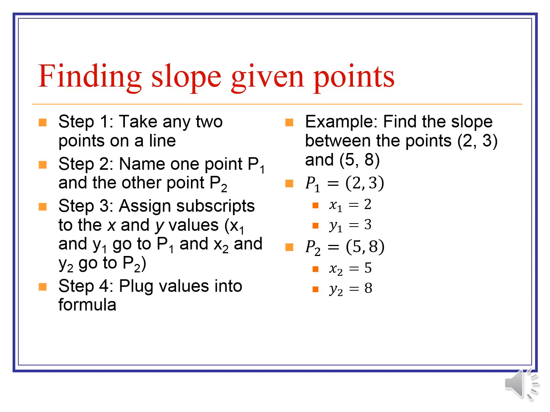Step 4 is to plug the values into the formula, and step 5 is to simplify if possible. Plugging the values into the formula gives me 8 minus 3 over 5 minus 2, which is 5 over 3. That is not necessary to simplify. You can leave the slope as 5 over 3.